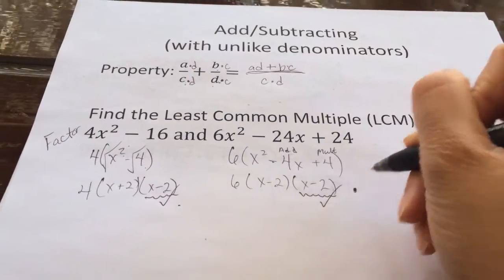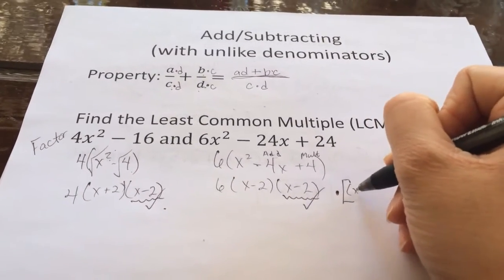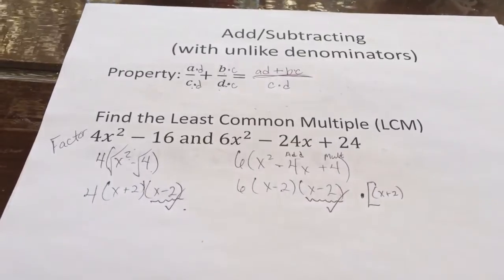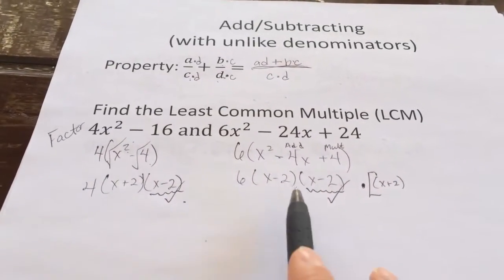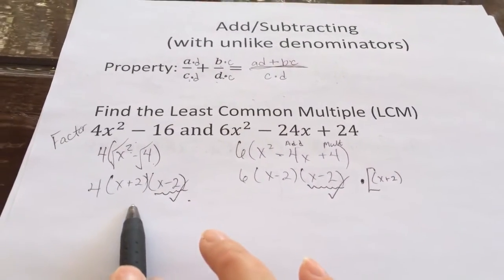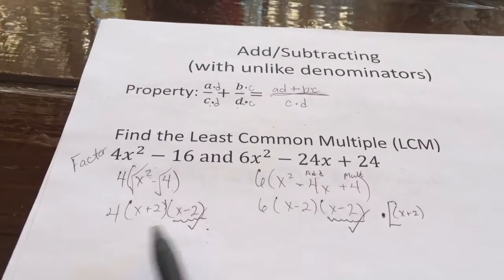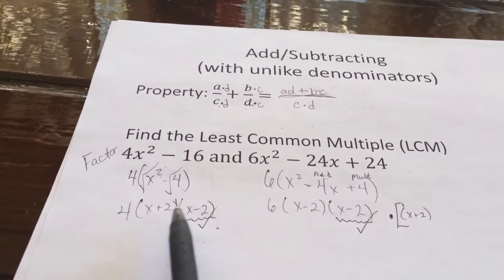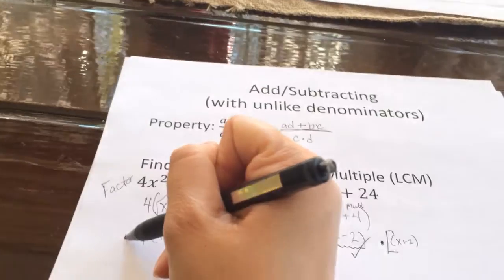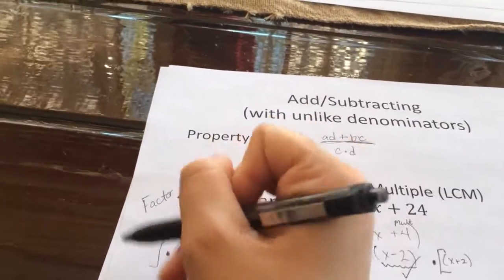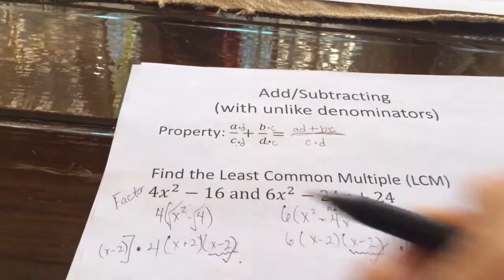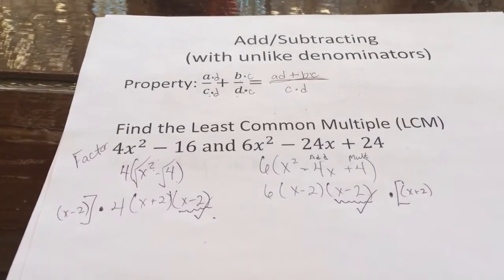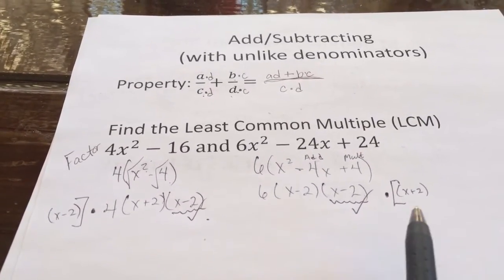I'm going to have to actually give this one an x plus 2 so that it then matches this one over here that has an x plus 2. This one has an x minus 2. This one doesn't have a second x minus 2. So I'm going to have to give it an x minus 2 factor, okay? So now those are taken care of.